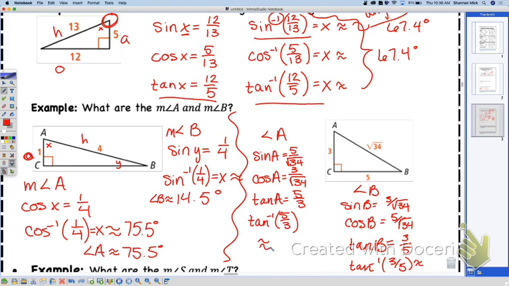So I set all three up, depending on whichever one you wanted.